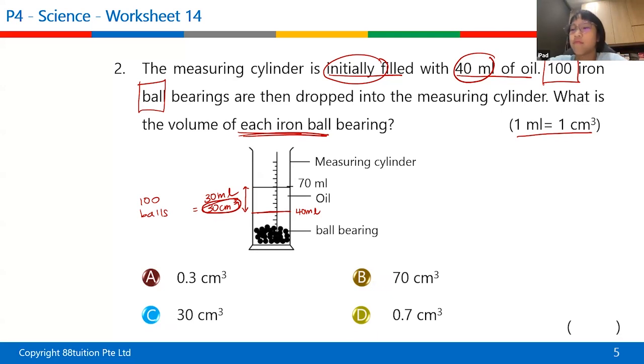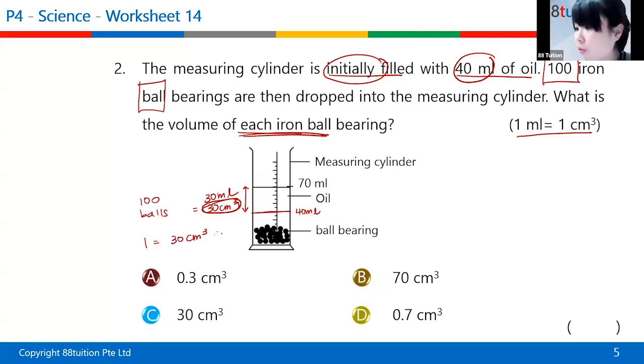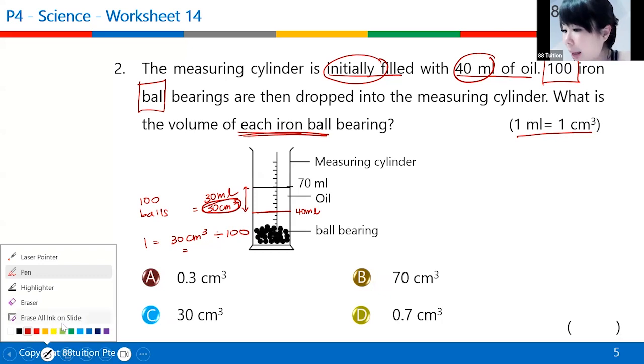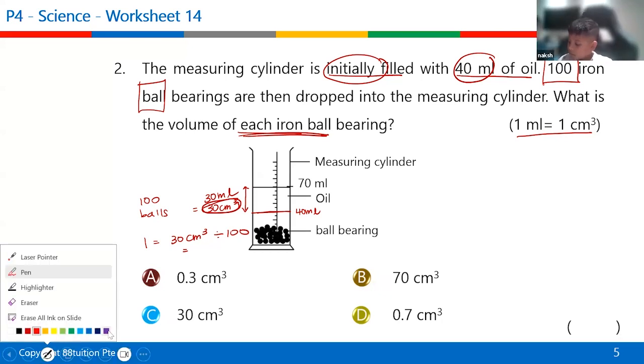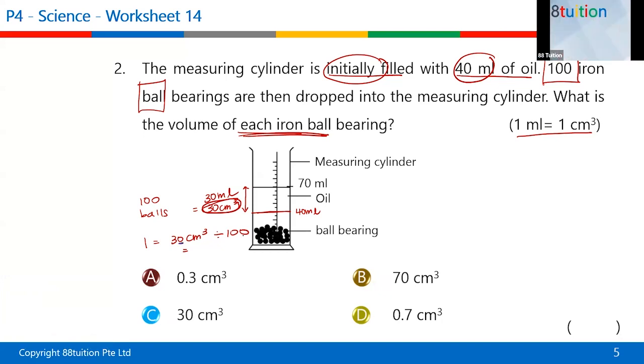So the question asks for one ball. So how do I find one ball, Brian? 30 cm cube divided by 100. Okay, I don't know whether you all learn division yet. Probably, right? When I divide by 100, look carefully how I divide. I see 0 here. I see 0 here. I cancel out.